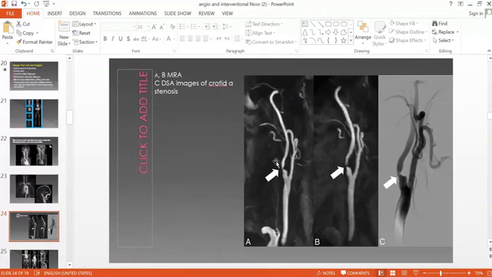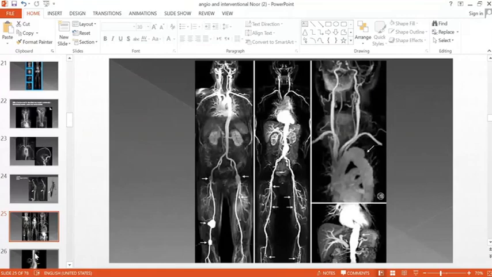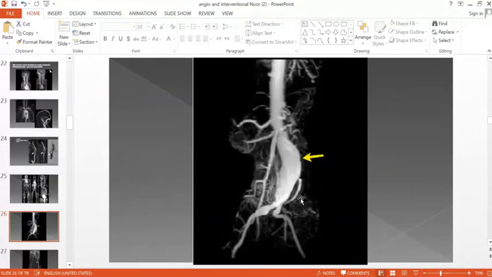Notice here, this is MR angiography of a stenotic segment of the internal carotid artery shortly distal to the bifurcation. These two are MRA images, and this is the DSA image, and notice the nice proximity of the images and the near accuracy of the images as compared to the gold standard, which is DSA. This is MRA depicting multiple aneurysms in both iliac arteries and lower limb vessels, aortic aneurysm. This is a magnified image of MRA showing nicely the aortic aneurysm.